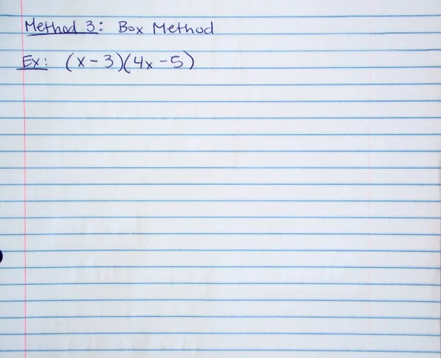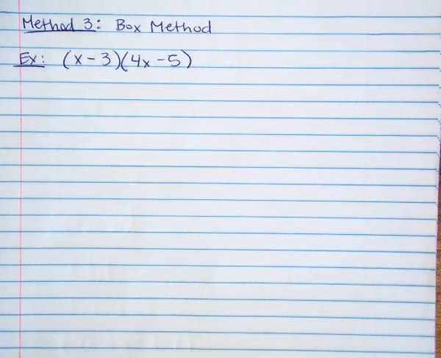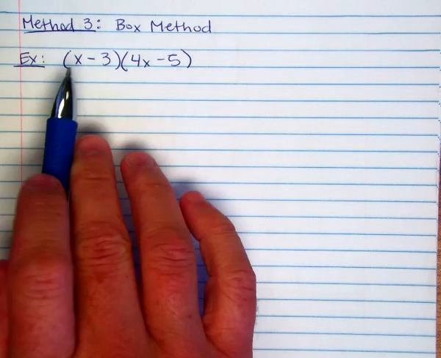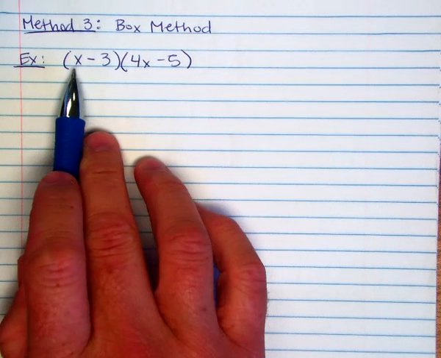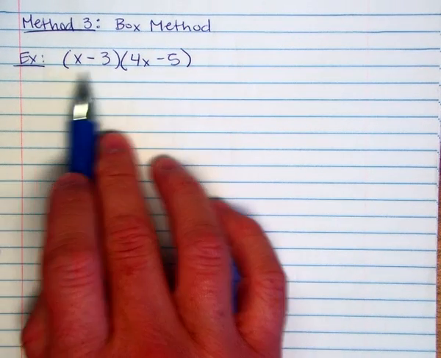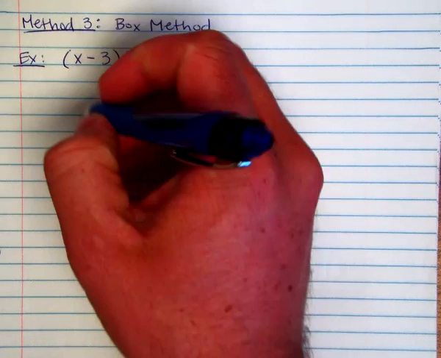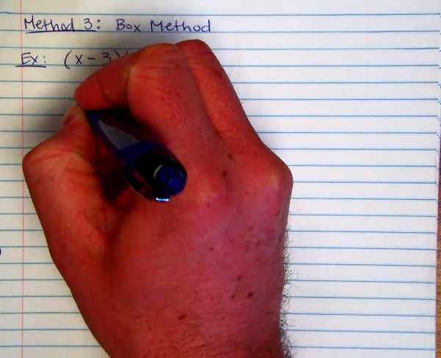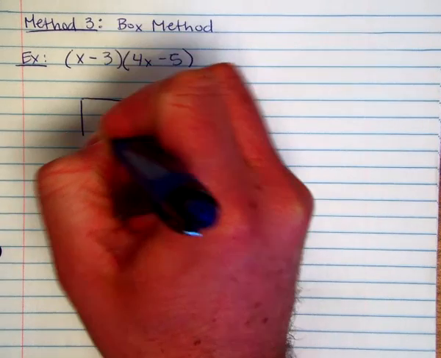To solve a problem like this using the box method, everything revolves around knowing how many terms we're using. I am multiplying binomials, so I have 2 terms and 2 terms. 2 times 2 terms. So, I'm going to build a box that is a 2 by 2 box.